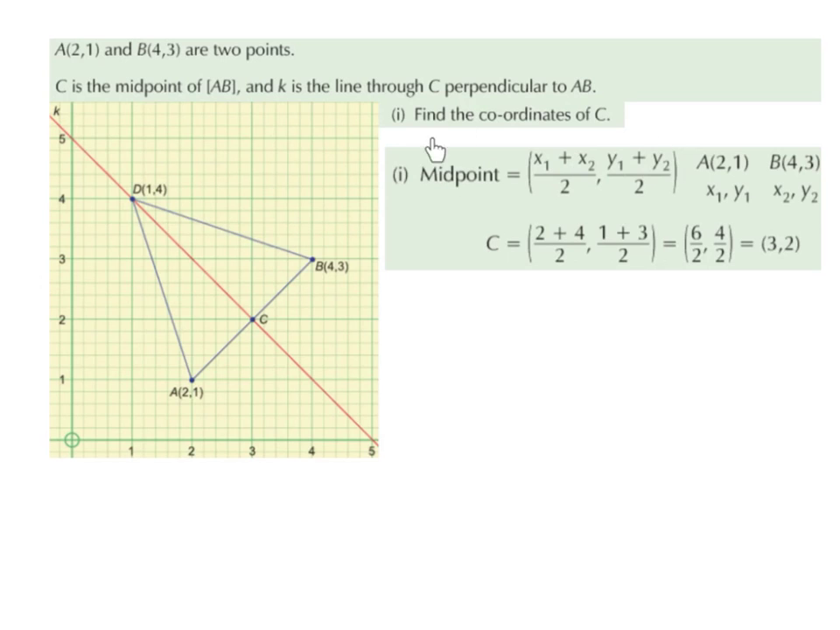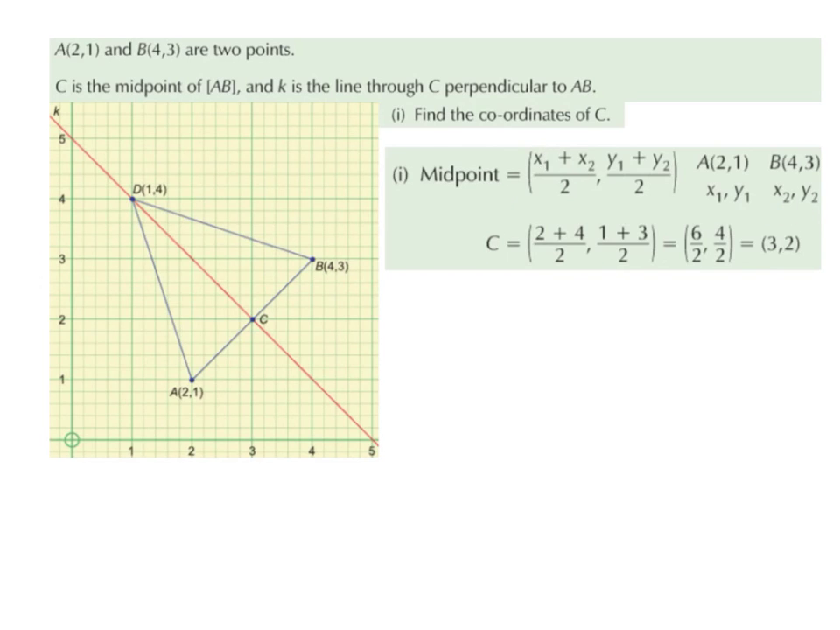So we're going to use our midpoint formula, which is (x1 plus x2) divided by 2, comma, (y1 plus y2) divided by 2. And we're going to use the point A (2, 1) and label it as x1, y1, and B (4, 3), and label it as x2, y2. Then we just substitute into the formula.